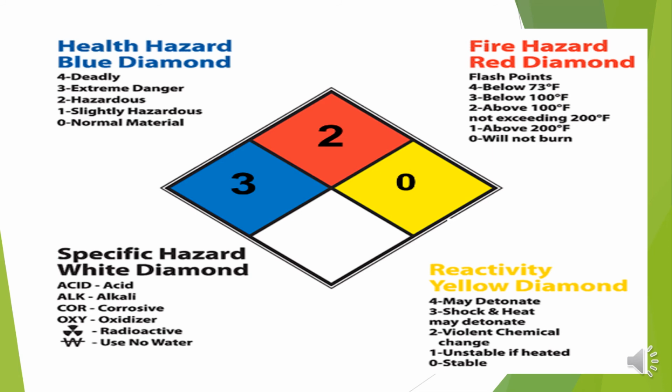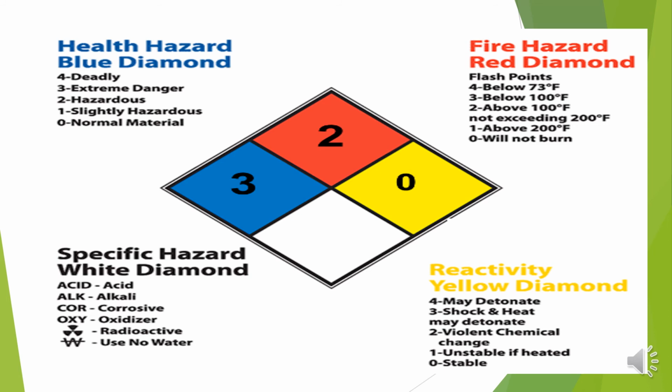The yellow one is for reactivity: is it stable, or will it react with other things. The blue one is for health hazards. It will affect health or not. If it is 0, it's normal and will not affect the health. 1, slightly hazardous. 2, it's hazardous. 3, it's extremely dangerous. And 4, it's deadly.